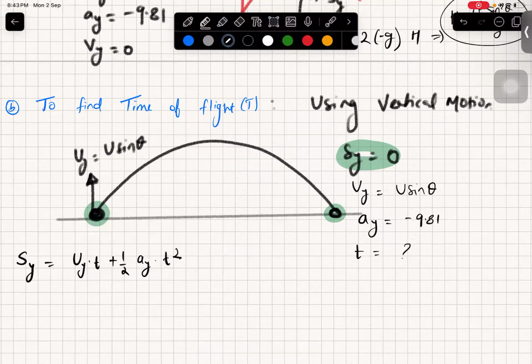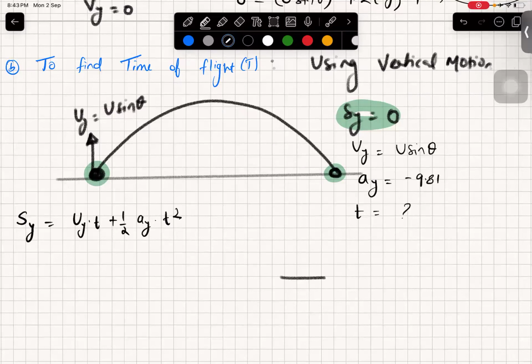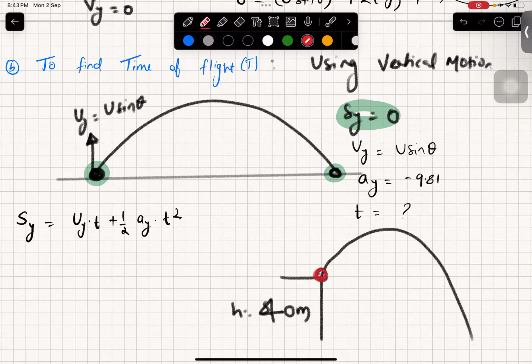What about if the object is launched from a certain height? Let's say in this case, the height from which the object has been launched is 40 meters, for example. Then the trajectory will follow like this. And now the vertical displacement, it started over here and ended over here. Its vertical displacement will be this. Sy is negative 40 meters. So I'll place this Sy as negative 40 meters over here to get the time of flight.